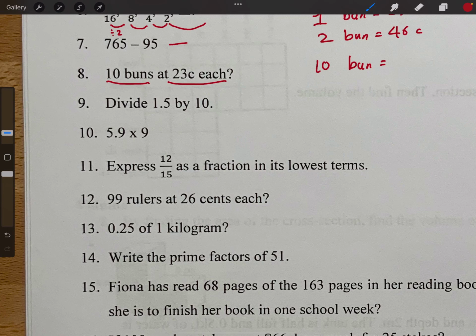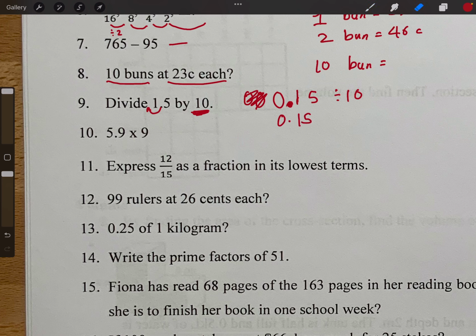Now divide 1.5 by 10. Remember, when you divide a number by 10, the decimal place is going to move to the left by one movement. Imagine you have 1.5. If you divide it by 10, this decimal place is going to move to the left. Now there's a bunch of zeros here. So if you move to the left, the decimal place is now over here. So the answer is, ignore that 0 there, it's just 0.15.